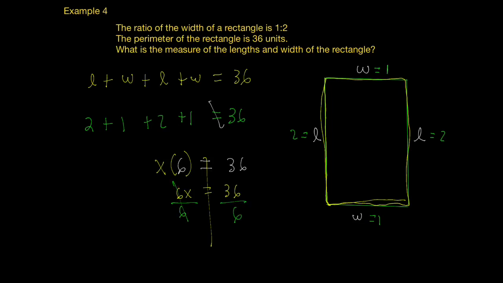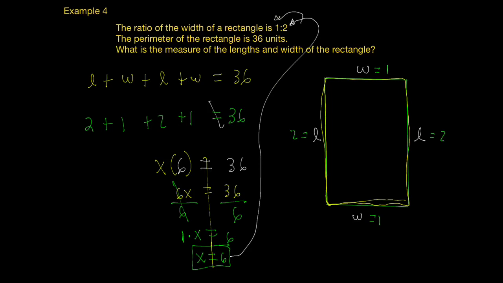6 divided by 6 is 1, so we have 1 times x. 36 divided by 6 is 6. And now 1 times x is just x, and we get x equal to 6. So 6 is going to be our scaling factor. And to find the sides here, I'm going to have to multiply this by 6 and then this by 6. So 1 times 6 is 6, and then 2 times 6 is 12.